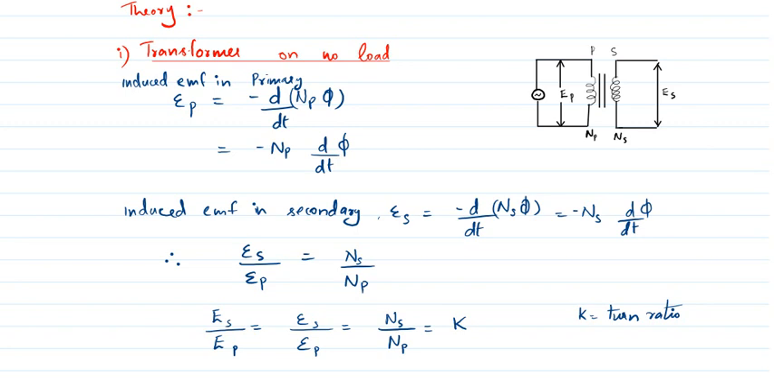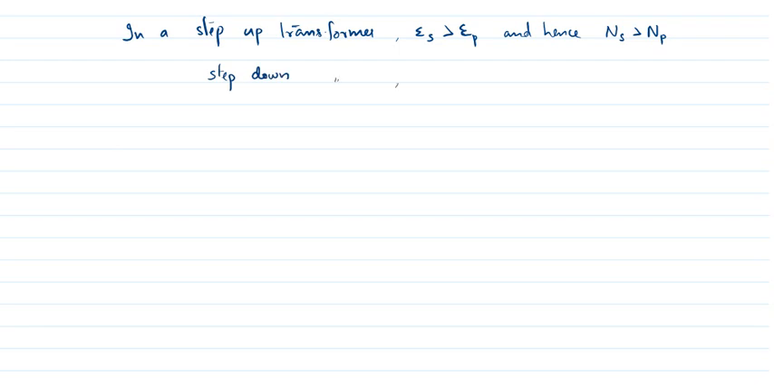For a step up transformer, we already know N_P is less than N_S, and hence epsilon S will be greater than epsilon P. So in a step up transformer, epsilon S is greater than epsilon P and hence N_S is greater than N_P. Similarly, for a step down transformer, epsilon S is less than epsilon P and hence N_S is less than N_P.